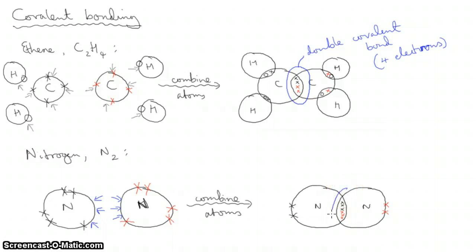Okay, so this time you've got 6 electrons, which is known as a triple covalent bond. Okay, because it's 6 electrons shared between 2 atoms.